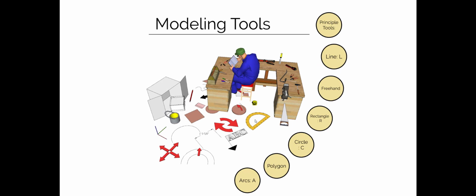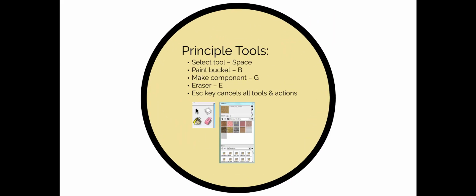Modeling tools are a real basic set. So here we go. We've got line, freehand, rectangle, circle, polygon, and arc. And there's some variations within that, but basically, that's the set that we have to work with. Pretty simple. The principal tools: the select tool, the paint bucket, the eraser, and the make component tool. Usually use the eraser and the select tool. Again, keyboard equivalents to get used to: using the space bar to go back to the select tool, B for the paint bucket, E for eraser.